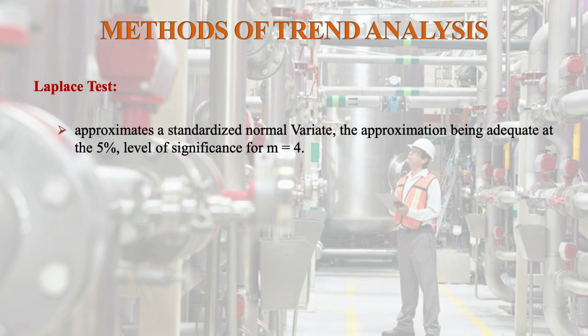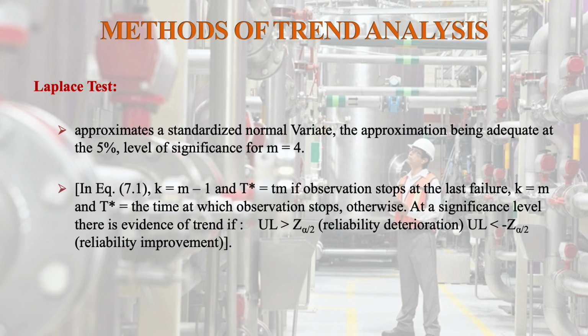It approximates a standardized normal variate, the approximation being adequate at the 5% level of significance for m greater than or equal to 4. That is, in equation 7.1, K is equal to M minus 1 and T is equal to Tm. If observation stops at the last failure, K is equal to M and T star is equal to the time at which the observation stops.